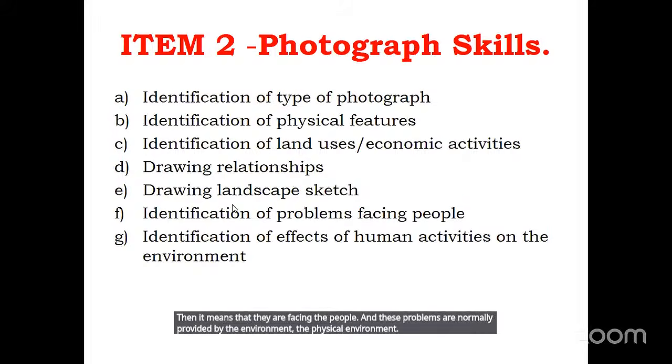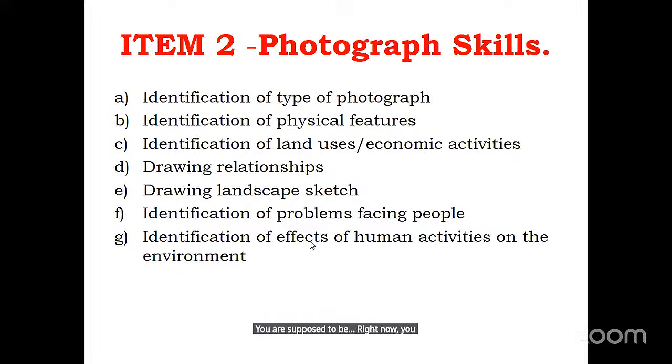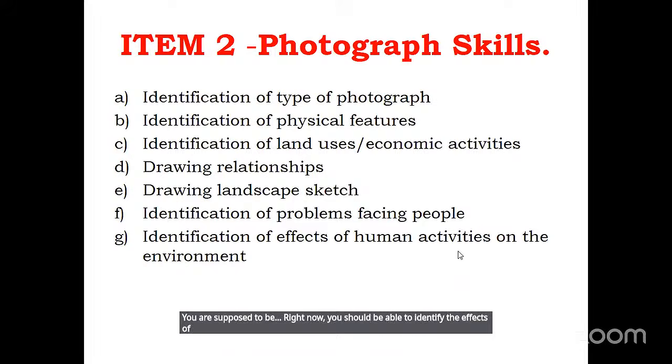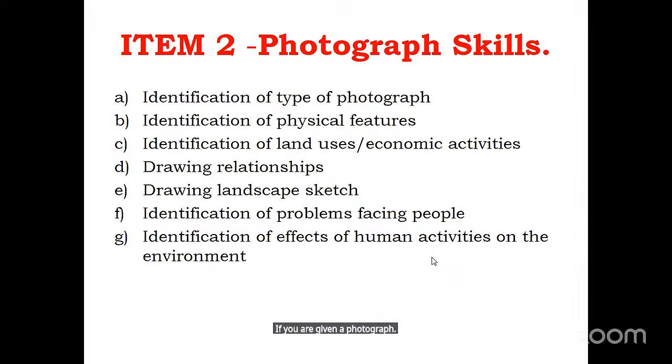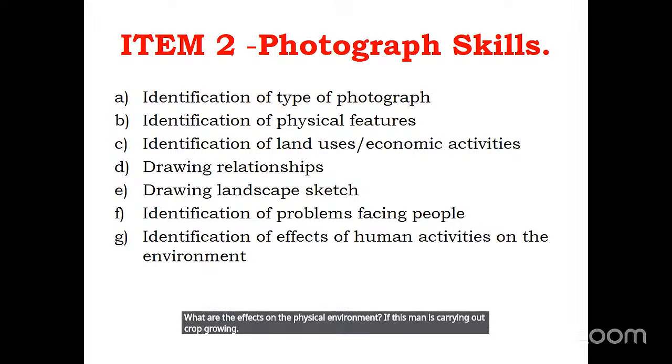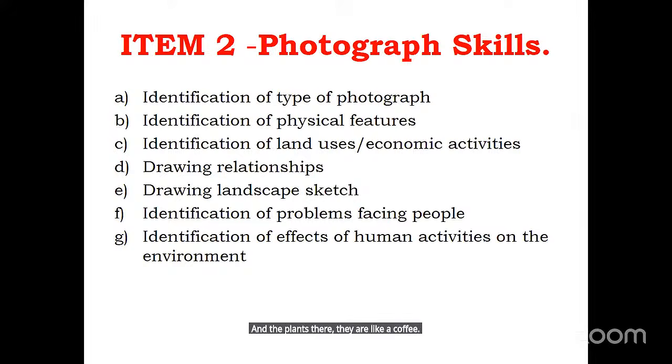Right now, you should be able to identify the effects of human activities on the physical environment. If you are given a photograph and a man is carrying out crop growing, what are the effects on the physical environment? If this man is carrying out crop growing and the plants there are like coffee, he's doing spraying. When he sprays, definitely that causes air pollution. It may lead even to death of some animals, insects. So you need to be able to identify these.